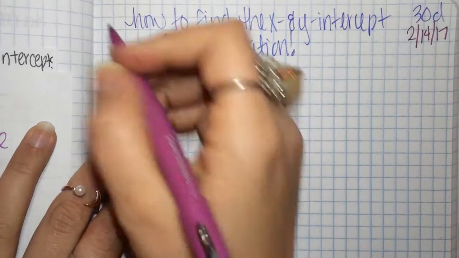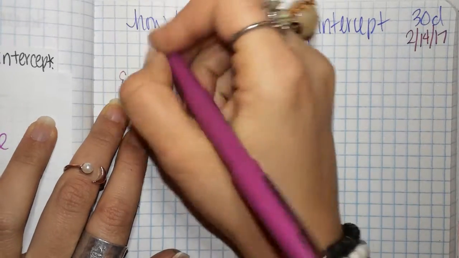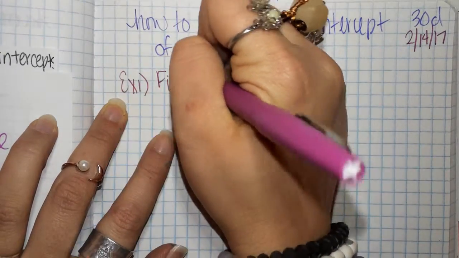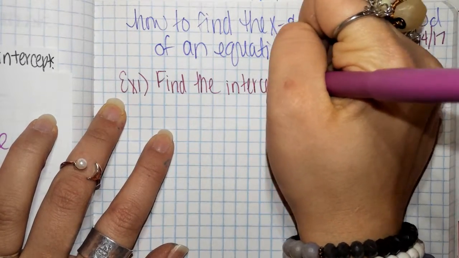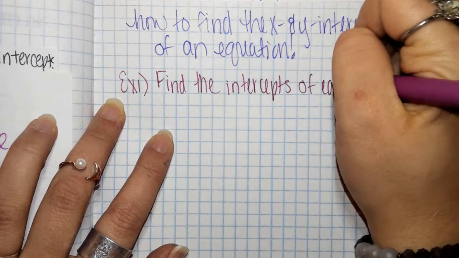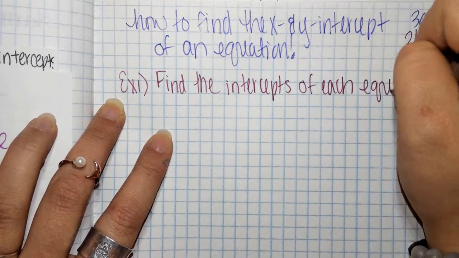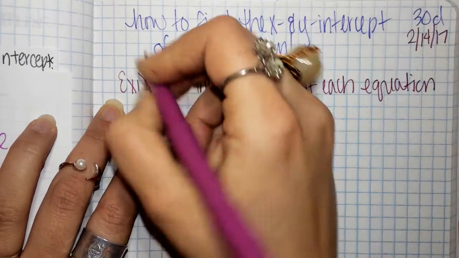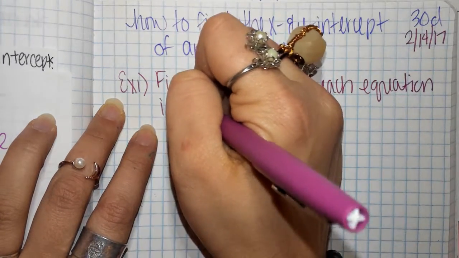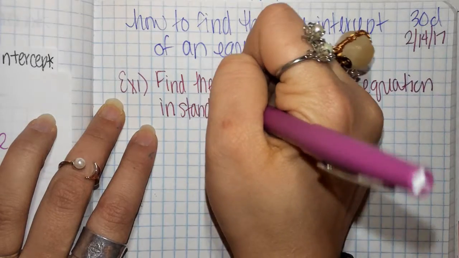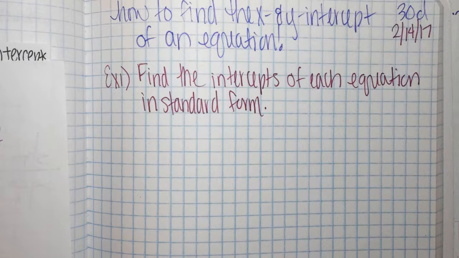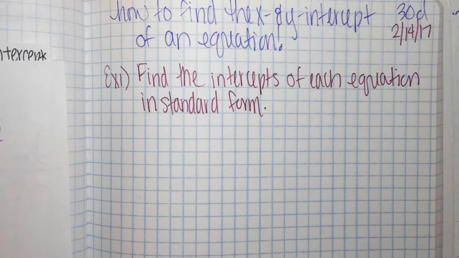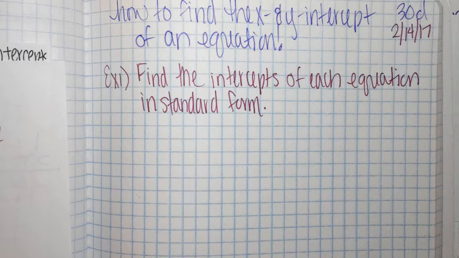All right, so example 1 says find the intercepts of each equation in standard form. Can everybody see? Do I need to zoom in? Does anybody need me to zoom in?